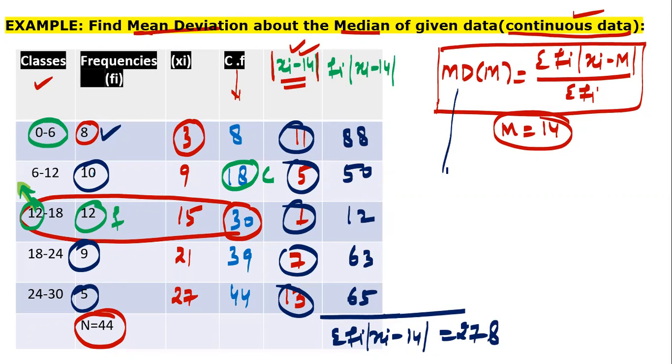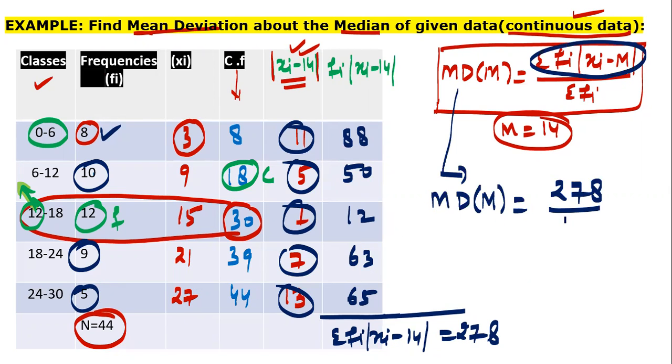Now, substitute the value over here in the formula. Mean deviation about median will be 278 upon 44. Solving this, you will get 6.32.